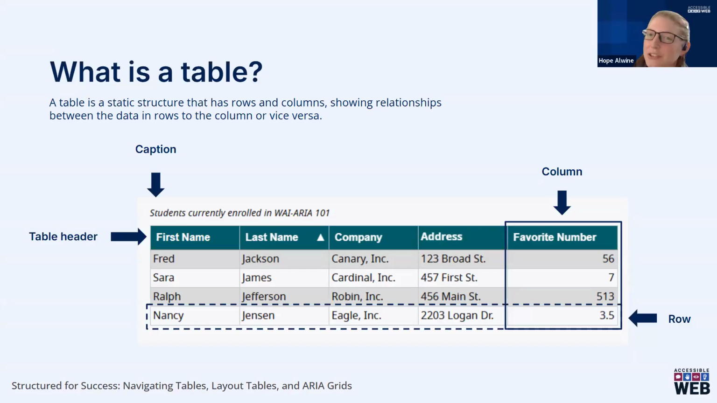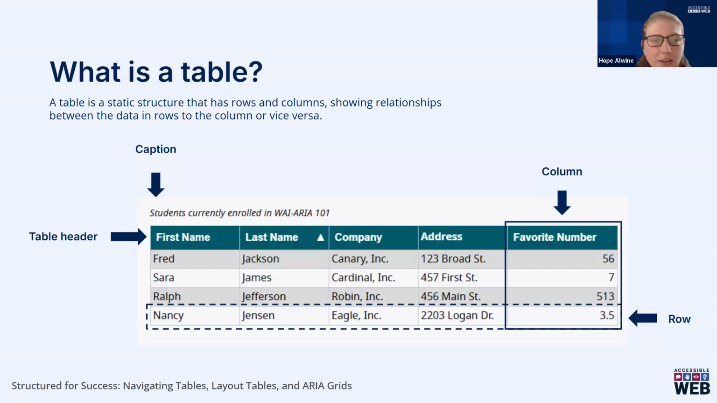A table is a static structure that has rows and columns that shows relationships between data in a row to the column or vice versa. We do have an example of a table on the slide, and let's look at some of the parts. First, we've got a caption, which has a brief description of what is in the table, reading students currently enrolled in WAI ARIA 101. This is an example from the ARIA Authoring Practice Guide, Design Pattern for Tables.